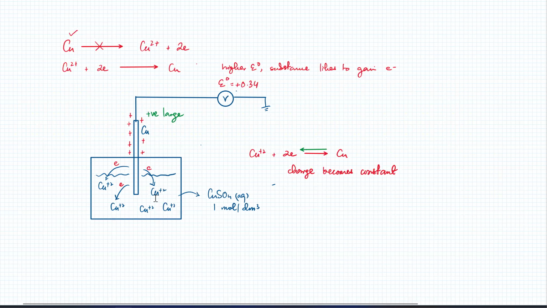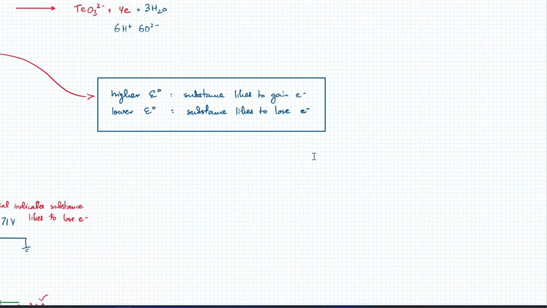So is this clear? The main key of the chapter. That's the main point of the chapter. Is this clear? Yes, sir. Thank you. So that's the first thing. Just always remember, higher potential gains electrons, lower potential wants to lose electrons.